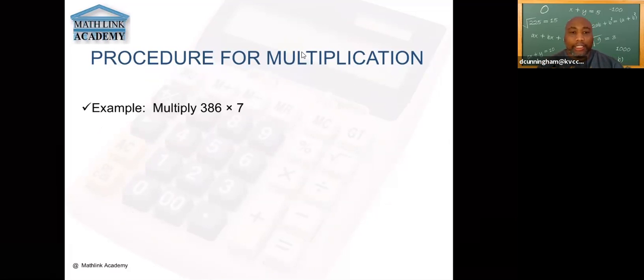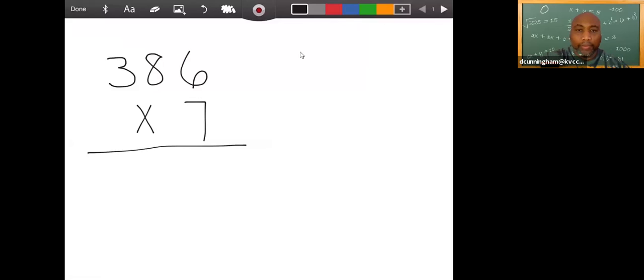So let's look at an example. We want to multiply 386 times 7. What's the product of it? That's the question they would ask. What's the product of this particular number for this example? So let's go to our whiteboard and see how to do this. In this case, I decided to write it vertically so it's a lot easier to multiply the numbers. So when I write it down, I have 386 times 7.